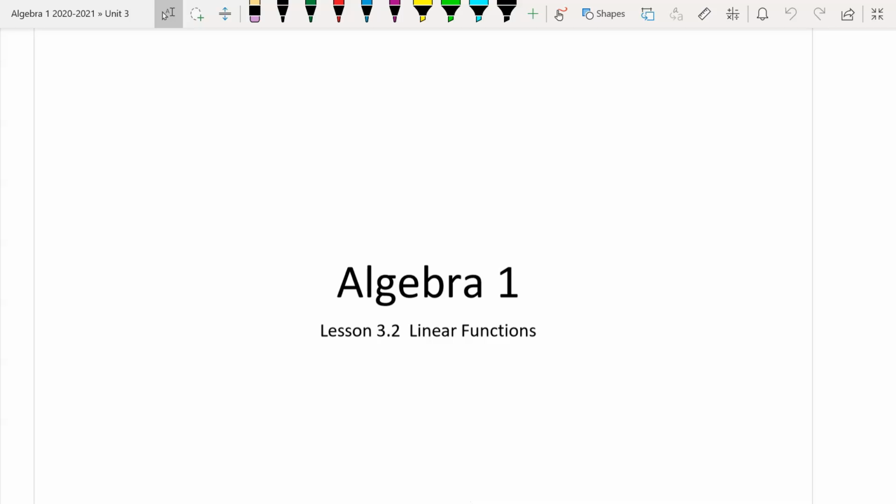So today we're going to talk about linear functions and kind of build off of 3.1. This is 3.2.